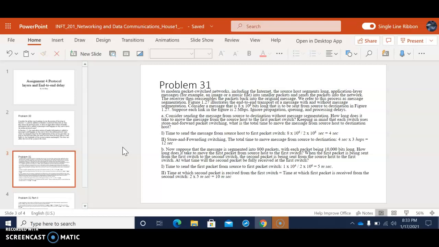Okay, now let's read part A. Considering sending the message from source to destination without message segmentation, how long does it take to move the message from the source host to the first packet switch? Keep in mind that each switch uses store-and-forward packet switching. What's the total time to move the message from source host to destination? So in other words, from source to the destination.